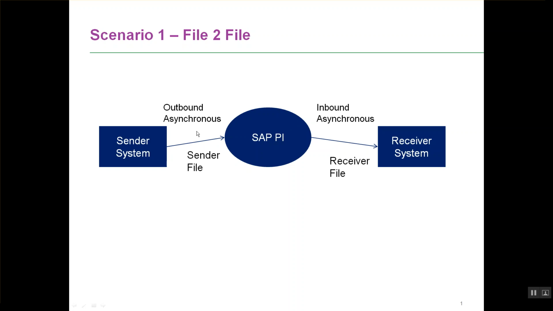How does the connectivity happen? The connectivity happens using adapters. You will have a sender file adapter and you will have a receiver file adapter. Okay.